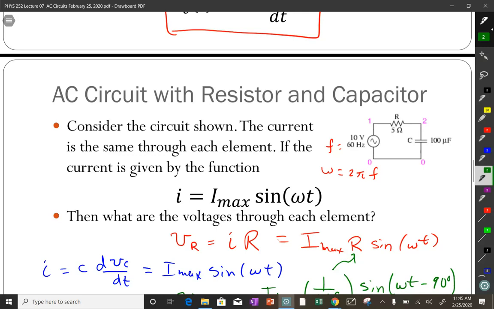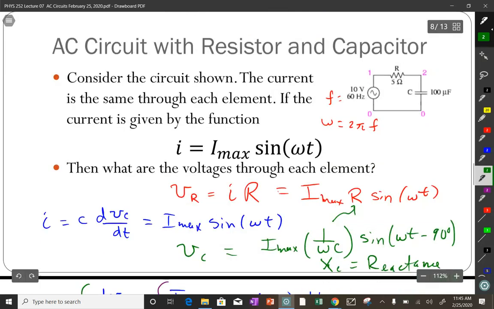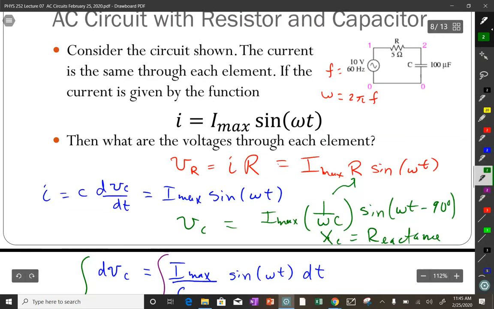Now, the second thing of note here is that sine of omega t minus 90 degrees. That minus 90 degrees means that the voltage across the capacitor is 90 degrees, quote, out of phase with the voltage across the resistor. They don't reach their peaks at the same time. They reach their peaks 90 degrees out of phase with each other.